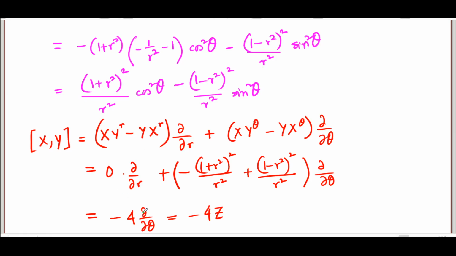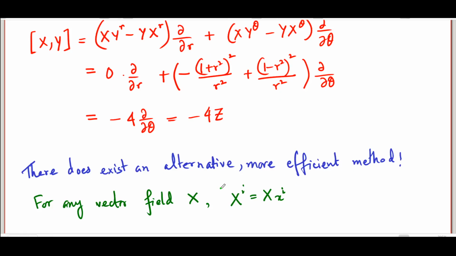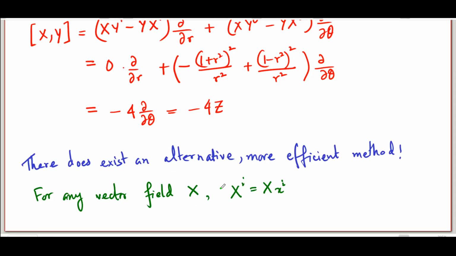So you end up with minus 4 del del theta. And del del theta, remember, is our third vector field. So the Lie bracket of x and y gives you minus 4 times z. Now, this is not perhaps the most efficient method. A more efficient method would simply be to notice that if you want the ith component of any vector field, capital X, you apply the vector field x directly on X i.